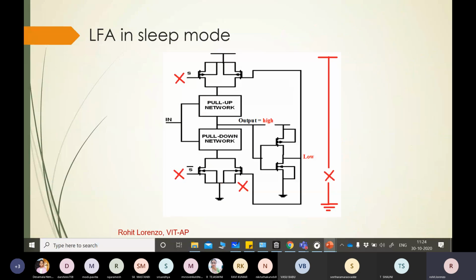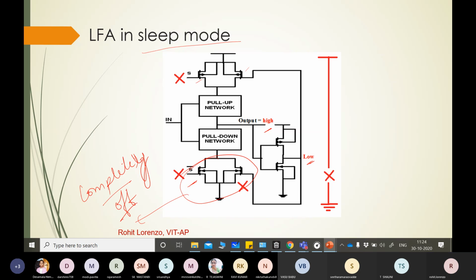Okay, so see how this will work. In sleep mode, this transistor will be off, this transistor will be off, and suppose the output is high here and this will be low, so this will be cut off, and it will reduce the leakage path. So the leakage path is reduced even though this transistor is on, but see the bottom portion, this bottom portion is completely off. So it will block the leakage path.